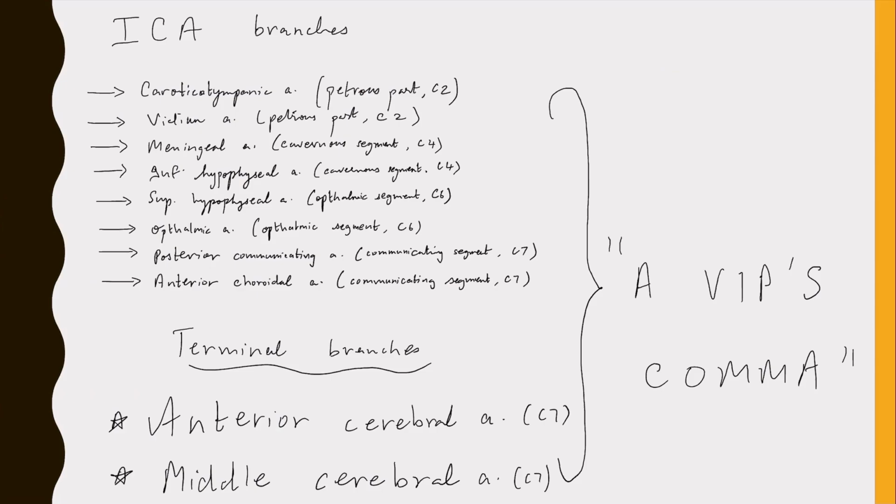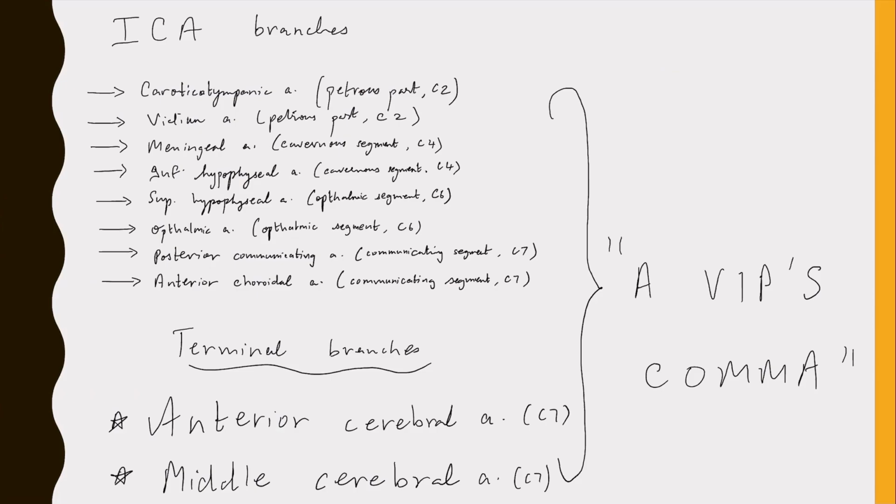Each of these parts will give off different branches that we will have a look at, of arteries, of course. But parts C1, which is the cervical part, C3, which is the lacerum part, and C5, the clinoid part, do not give off any branches. So do remember that.